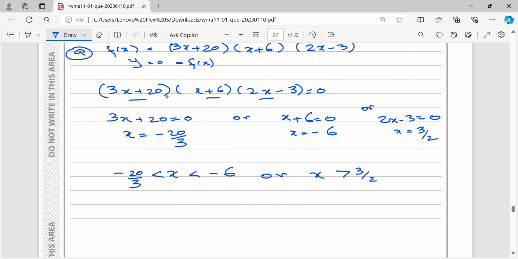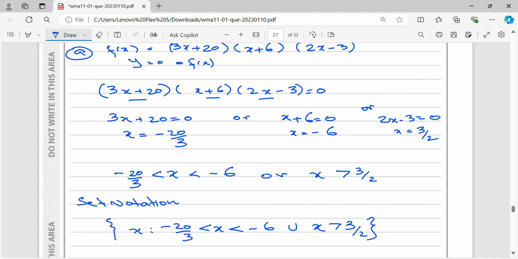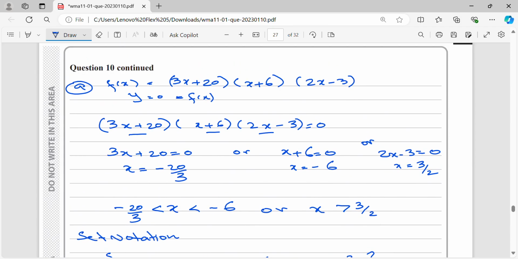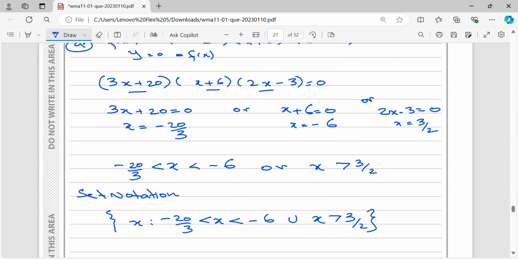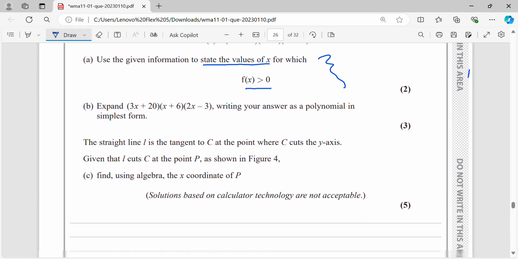I can also write this in set notation as x such that x is less than minus 6 and greater than negative 20 over 3, union x is greater than 3 over 2. This is another way to write your answer in set notation. So that was part A. Now let's move on to part B.